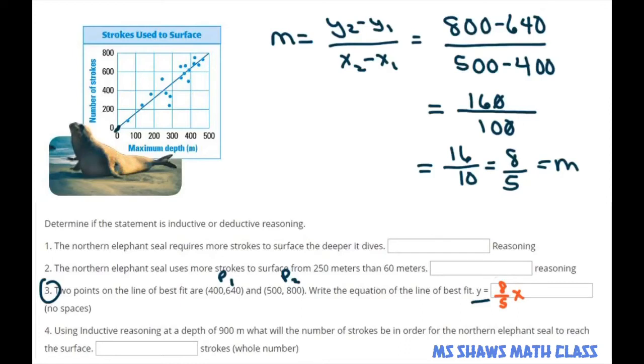Now it says, using inductive reasoning at a depth of 900 meters, what will the number of strokes, remember that's your y and this is your x, be in order for the northern elephant seal to reach the surface? So what we're going to do is just plug in our 900 as our depth. So that's your x, and plug it in. So you have y equals 8 fifths x, and x is 900.